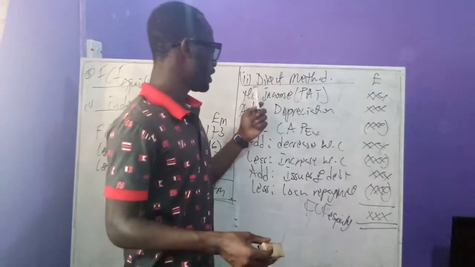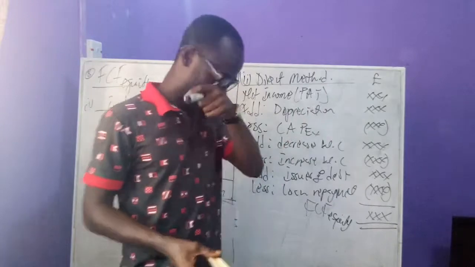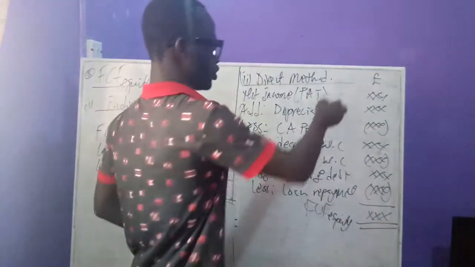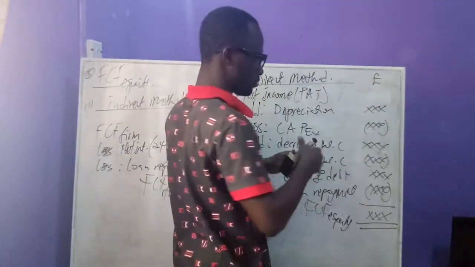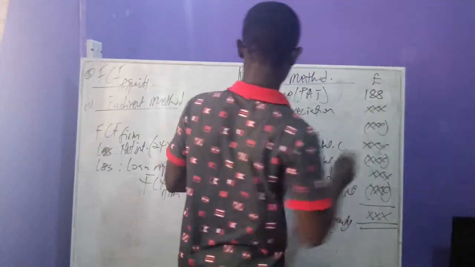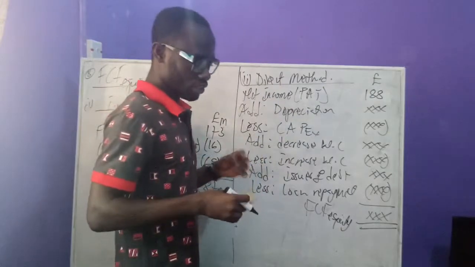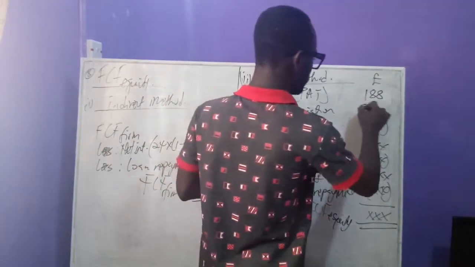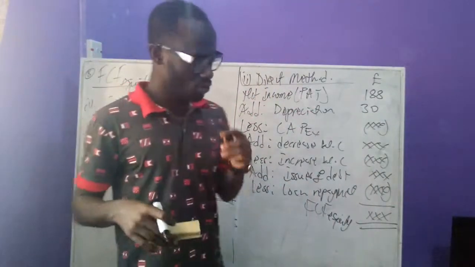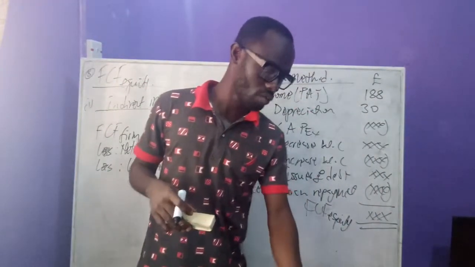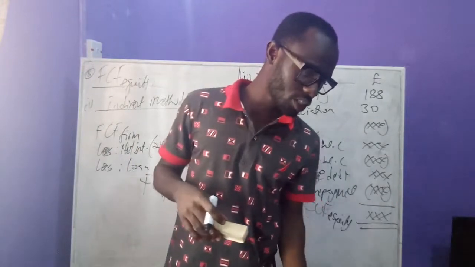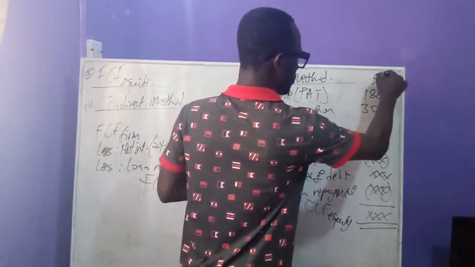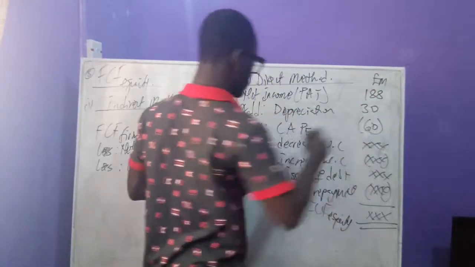Remember, we start with net income, or the profit after tax. From the question, the profit after tax is 188. So we pick that up. Then we say add depreciation. From the question, we are told that depreciation is 30 million. So we add it up. Then we less capital expenditure. From the question, we are told that capital expenditure for the period is 60 million. So we less it. Remember, we are working in millions.